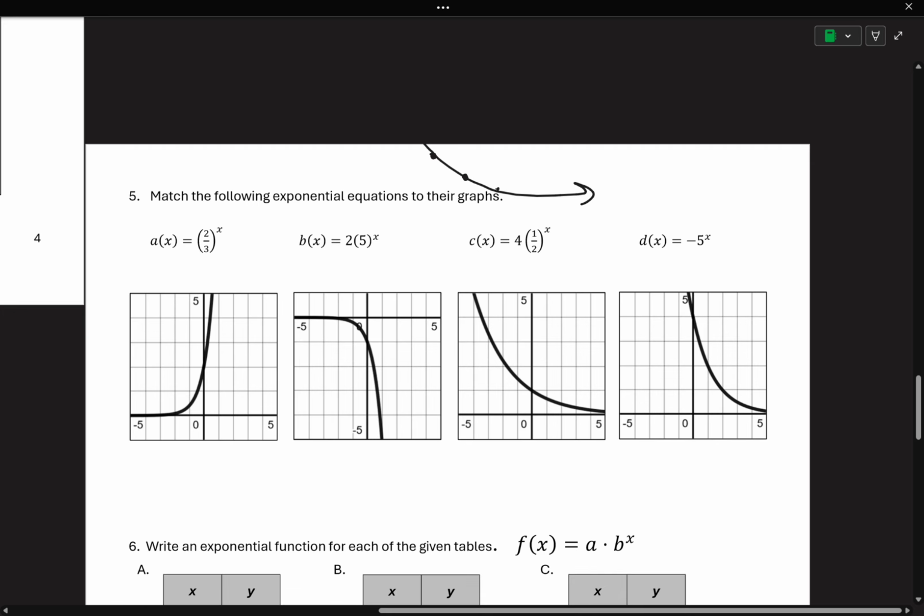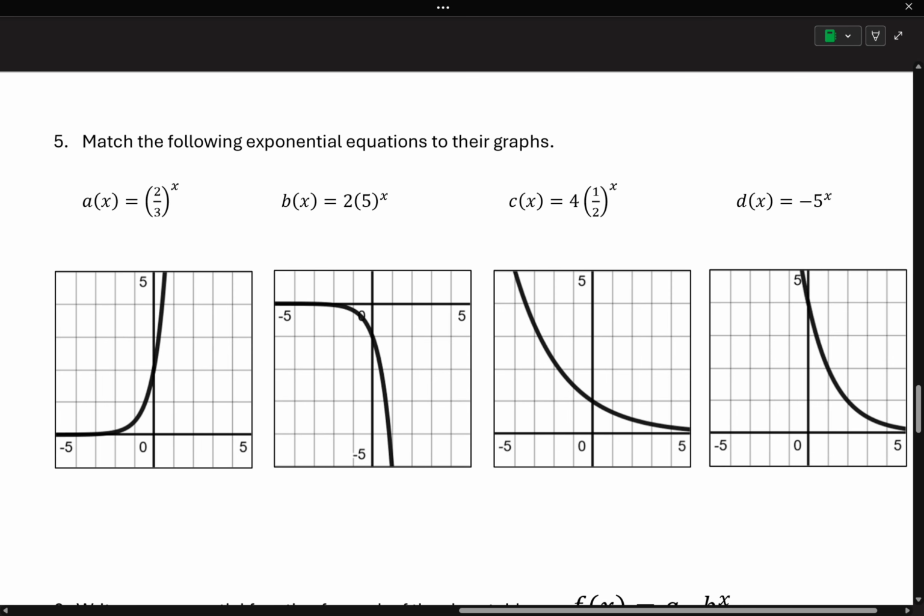That's okay. What we're going to do in number 5 is we're going to match the exponential equations to their graphs. I think the easiest way to go about this is to look at their starting points. The starting points are the numbers in front of all the functions, in front of the number being raised to the power of x, and they are the y-intercepts.